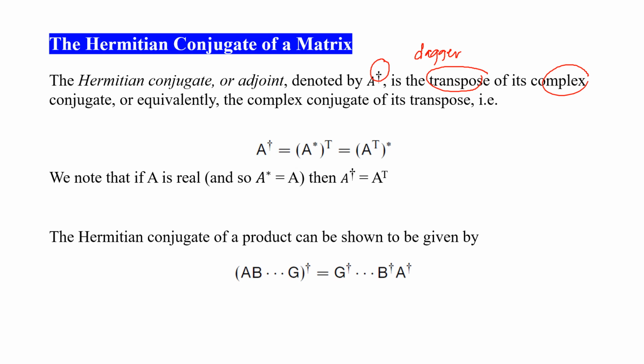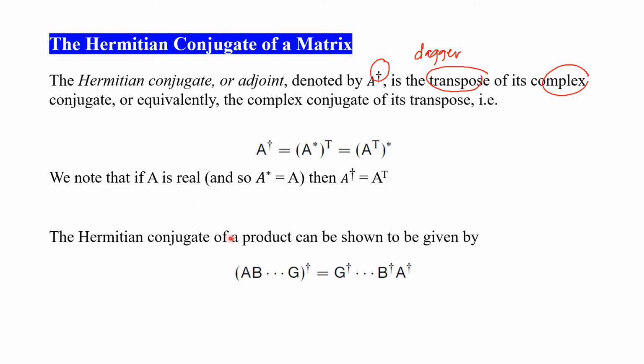That is, your A dagger is equal to (A star) transpose, the transpose of your complex conjugate, or that's equal to the complex conjugate of the transpose of your matrix. And we note that if A is real, so that the complex conjugate of A is just equal to A, then your A dagger is equal to A transpose. This is the case only for real A.